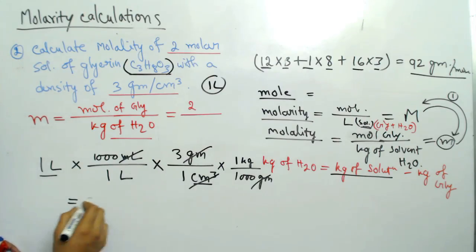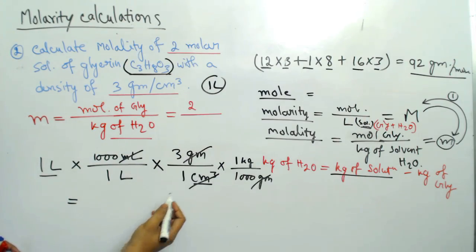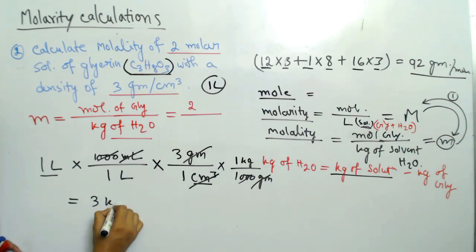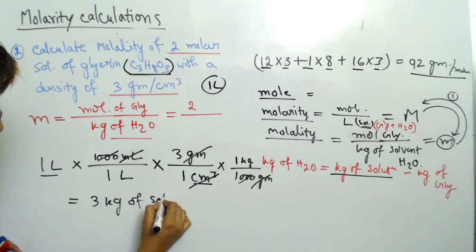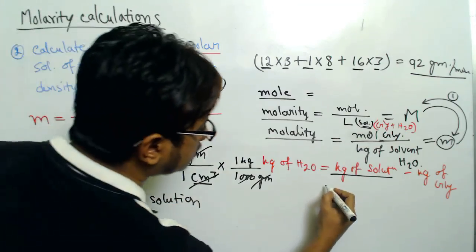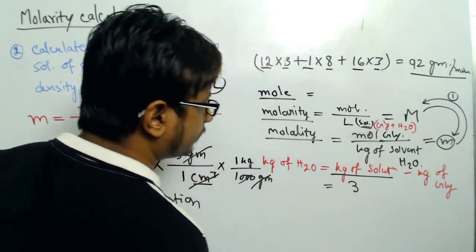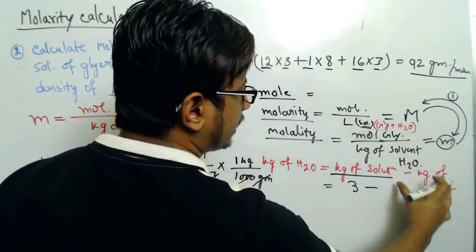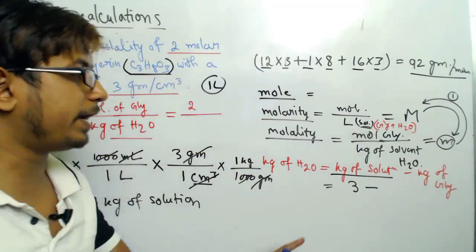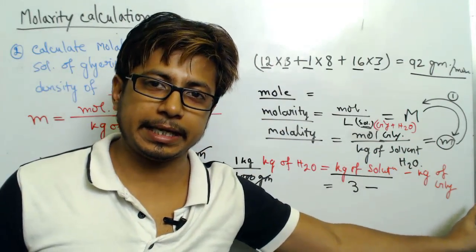So find out the answer at this point. It's simply as easy, 1000 will cancel each other out on both sides, so it will be 3 kilograms of solution. So now we know the kilogram of solution is 3 minus the kilogram of glycerin. So we need to now find out the kilogram of glycerin that is utilized.